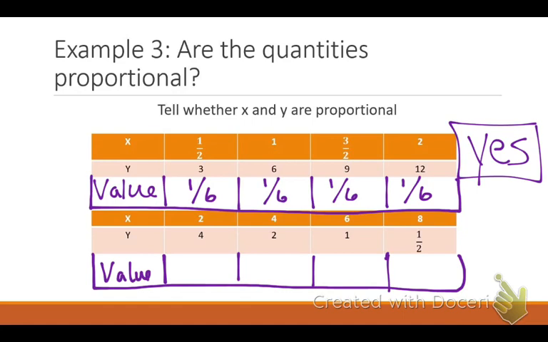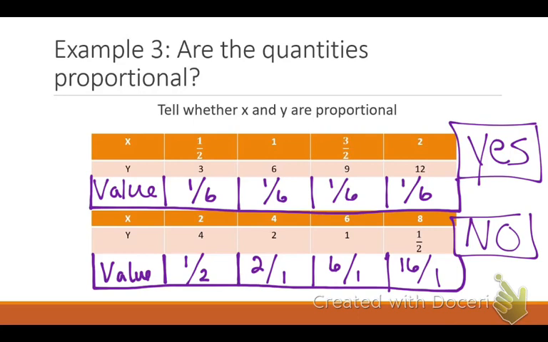So what is 2/4 reduced? 1/2. So now the rest of them have to be 1/2 in order to be proportionate. Well, what's 4/2? 2/1. What's 6/1? 6/1. Hold on. Yeah, and then I have 16/1. Goodness, this is way off. It's so obvious.